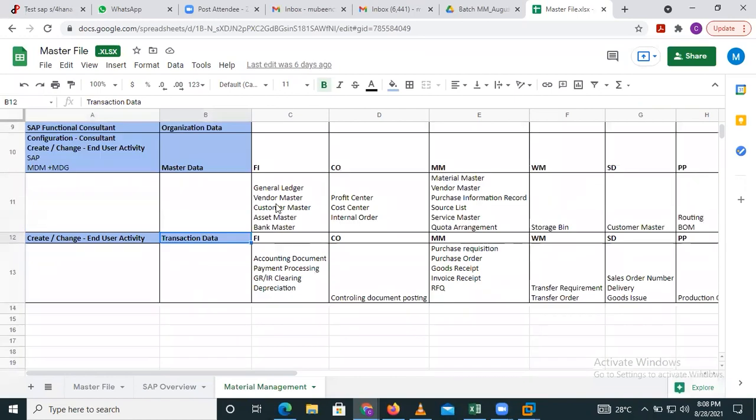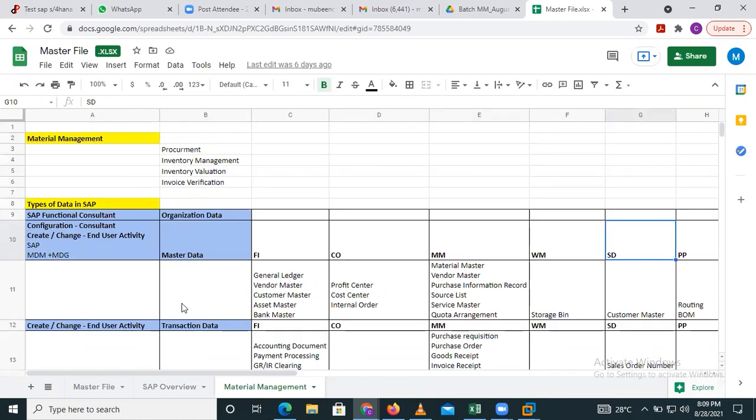and transaction data. So in FI, what is the master data and transaction data? In CO, what is the transaction data and the master data? MM master data and transaction data, WM master data and transaction data, SD, PP. So different modules have different sets of master data and transaction data, right, and organizational data.